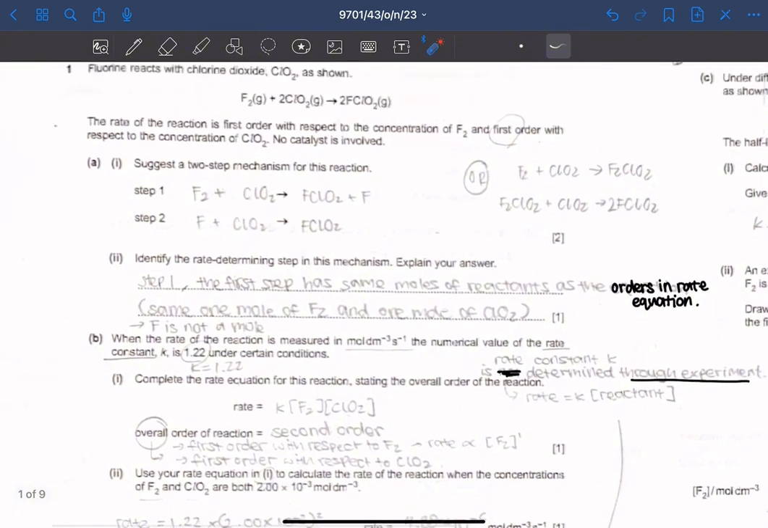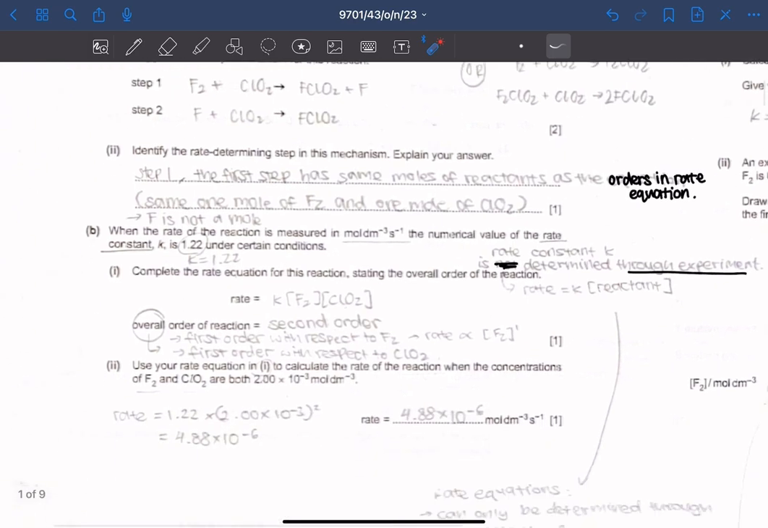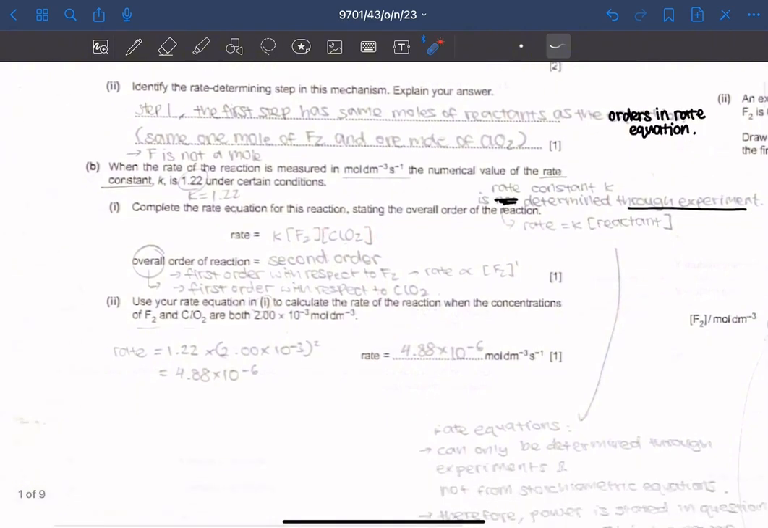So if you go back to the question, it says in the beginning that it is first order with respect to the concentration of F2 and first order with respect to the concentration of ClO2. So from there we know that F2 is first order and ClO2 is first order. So therefore rate is equal to k [F2] power 1 [ClO2] power 1. Then the overall order of the reaction is the order of reaction of F2 plus the order of reaction of ClO2. So it's 1 plus 1 is equal to 2. So the overall order of the reaction is second order.